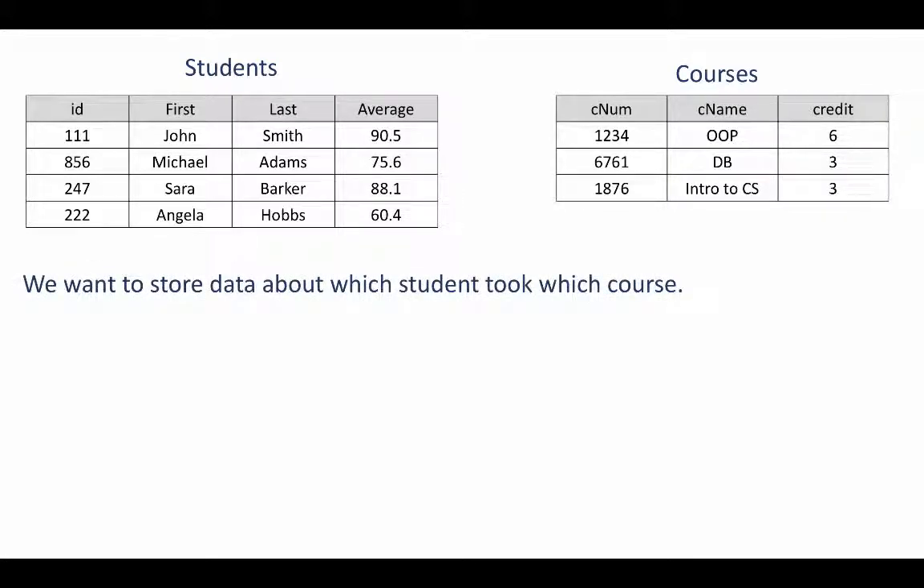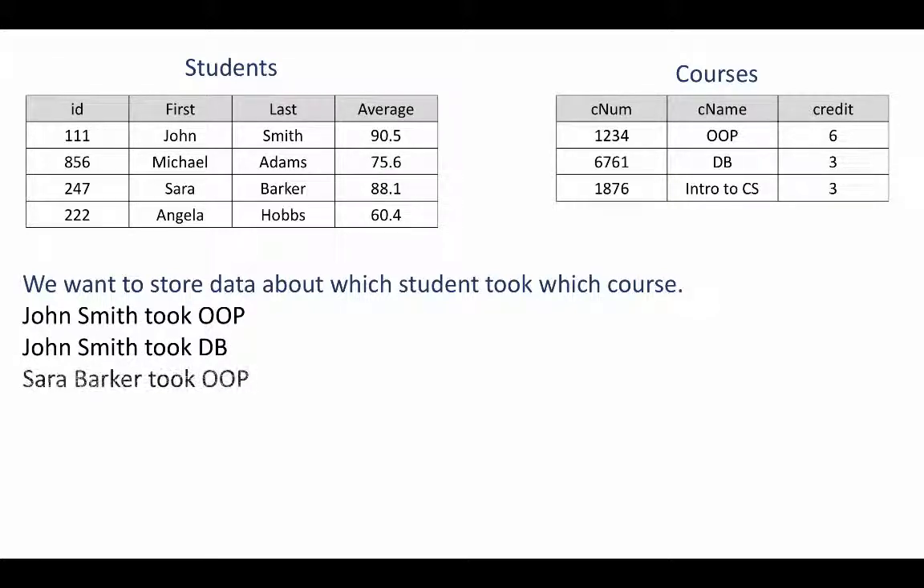Now suppose we want to store data about which student took which course. For example, we know that John Smith took the course OOP, and we know that John Smith also took the course database, DB. And we know that Sarah Berker took the course OOP. Where can we store this data?